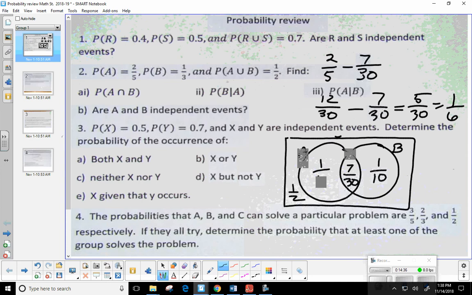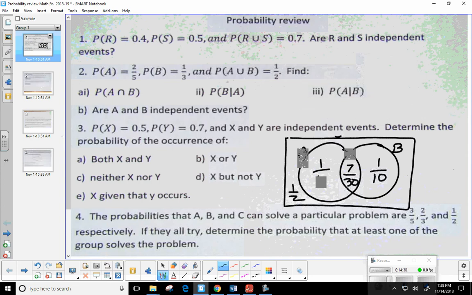Okay, so now we got the Venn diagram taken care of. So the first one I want is the probability of the intersection of A and B.